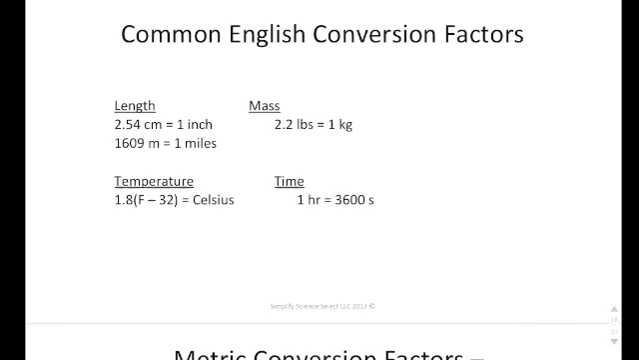Okay, some common English conversion factors. So things that we'll use, we see that length, 2.54 centimeters equals 1 inch. We see that 1,609 meters equals 1 mile. Temperature, and we have temperature here going from Fahrenheit to Celsius. Time, 1 hour, and this is really important because in physics we'll use meters per second, but when we measure things, usually it's in miles per hour. So we got to take it from hours to seconds. That's an important one. And we see that mass, 2.2 pounds equals 1 kilogram. So those are some real important English conversion factors.